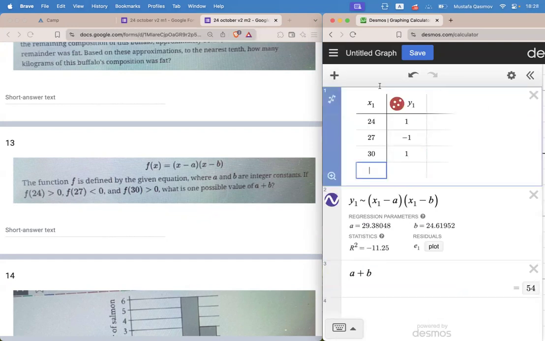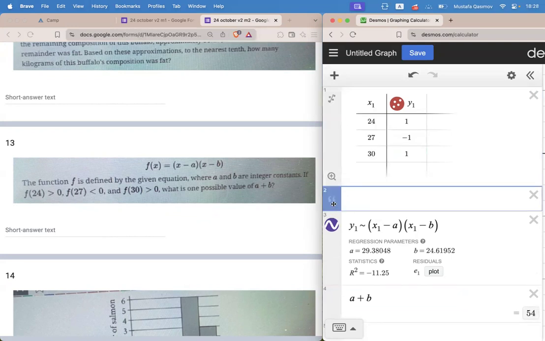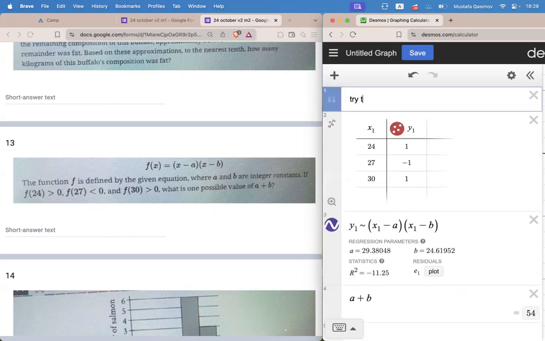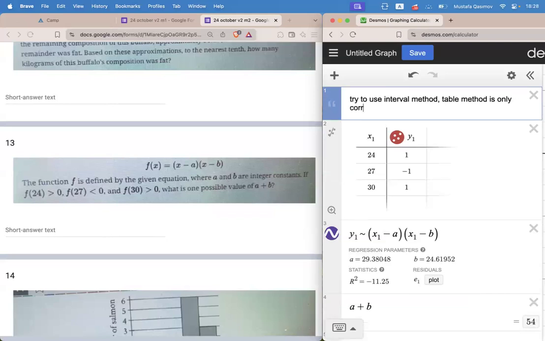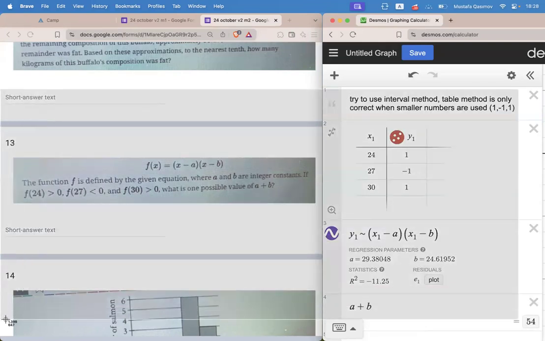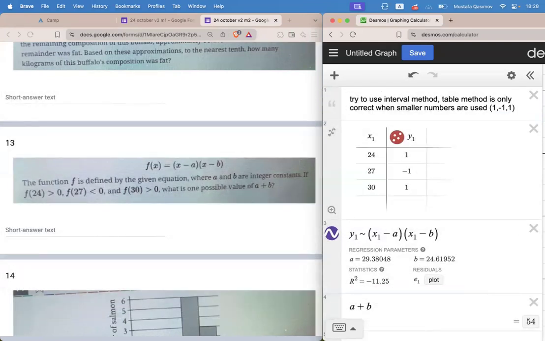Okay, let's also write a note here. Try to use the interval method. The table method is only correct when smaller numbers are used, like 1, -1 and 1. Look at this question also at home.